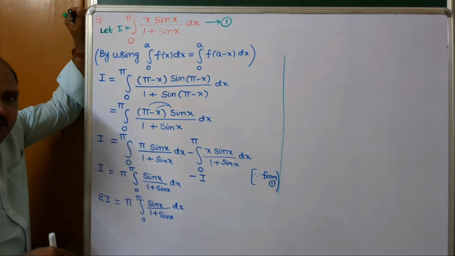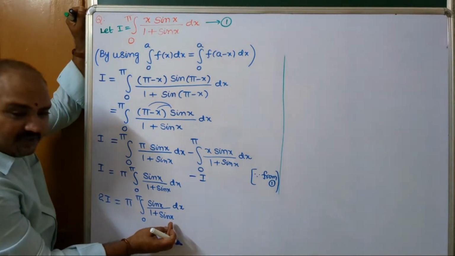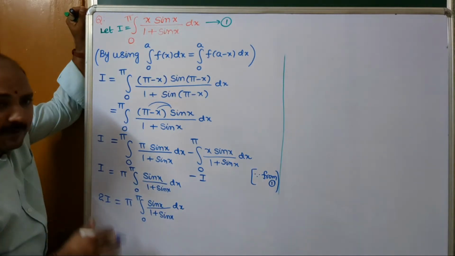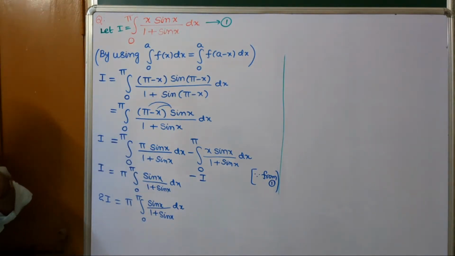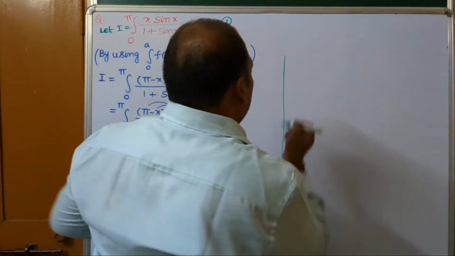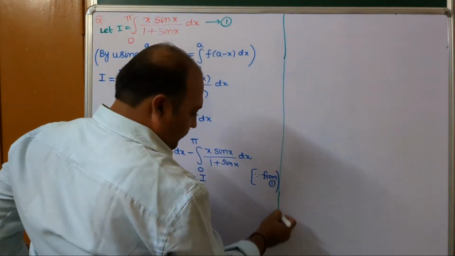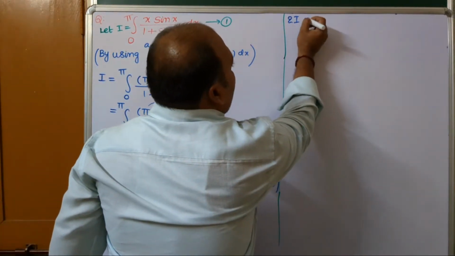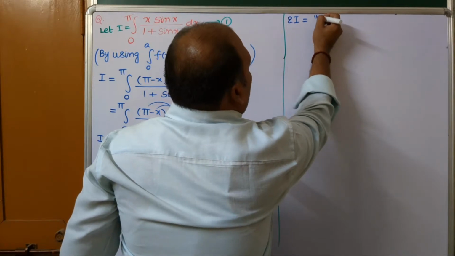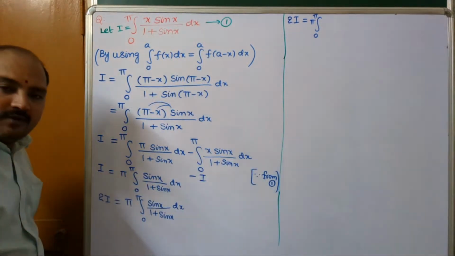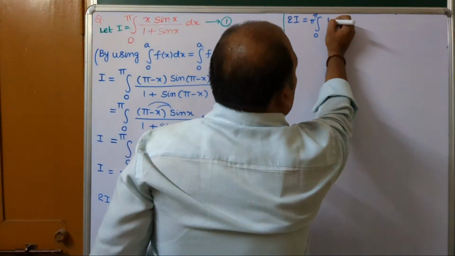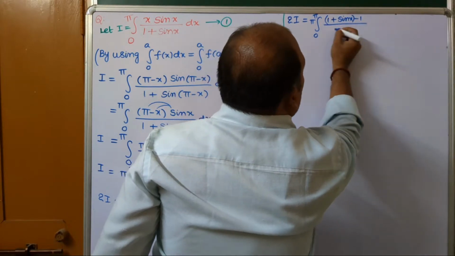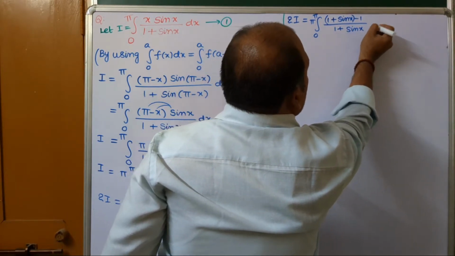From this step onwards, how to proceed? Here the denominator 1 plus sin x is there, no? So in the numerator also I want to bring the same, 1 plus sin x, by adding and subtracting 1. So 2I equals integral 0 to pi of, we are already there, adding and subtracting plus 1 minus 1 by 1 plus sin x into dx.